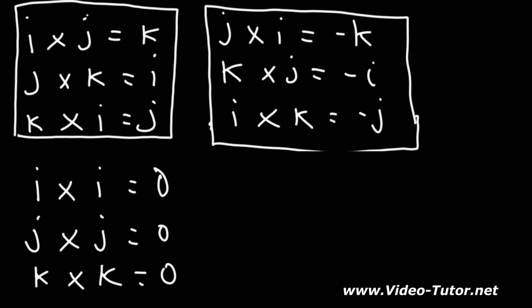But whenever you cross two different standard unit vectors, you're going to get the other one, the third one. You just got to figure out if it's going to be positive or negative. And that circle system that I showed you will help you to determine if it's going to be positive or negative. So if you're doing j cross k, you're going to get the other unit vector i. You just got to figure out, is it positive i or negative i?